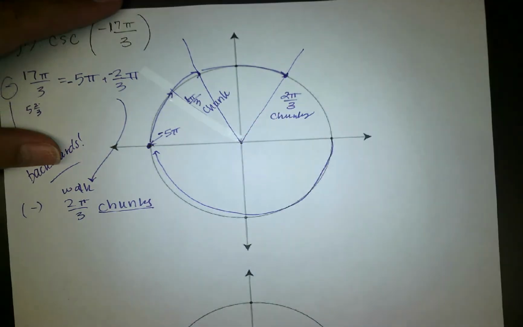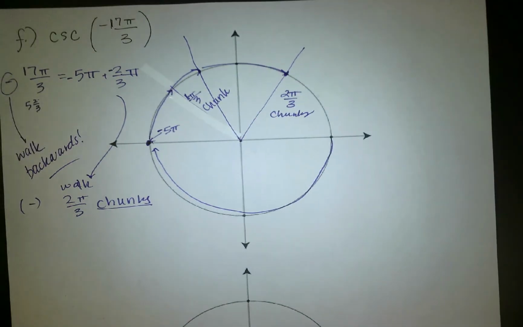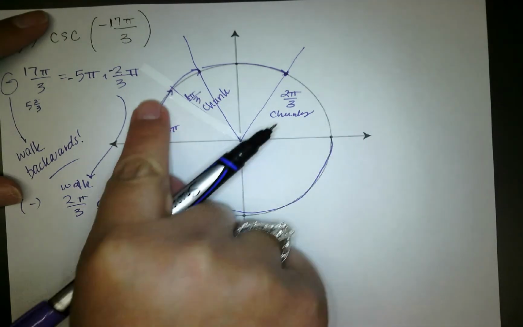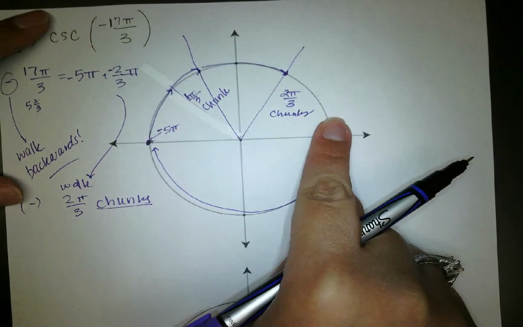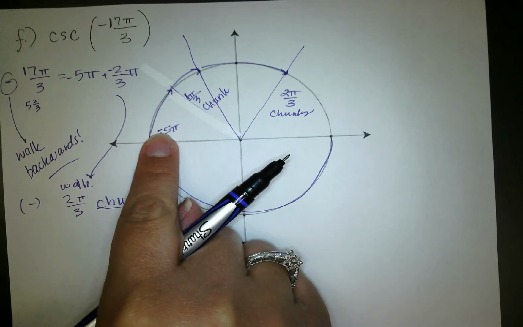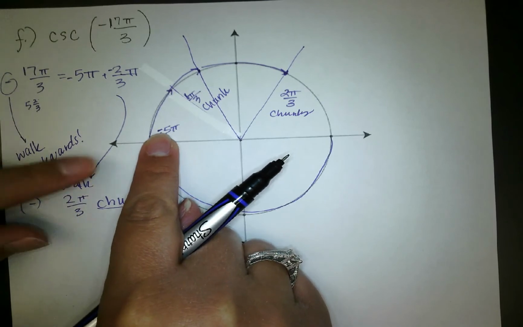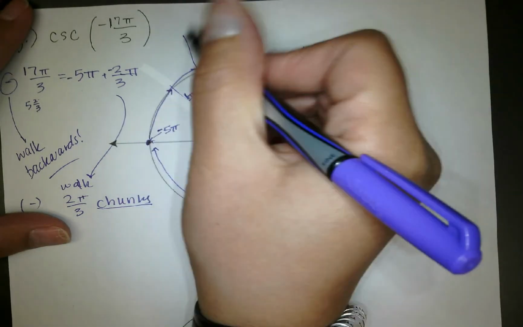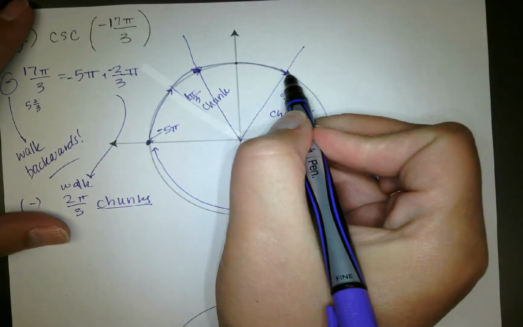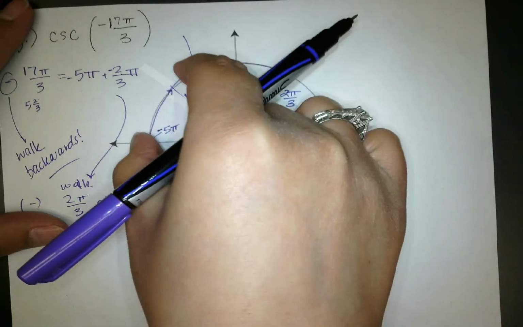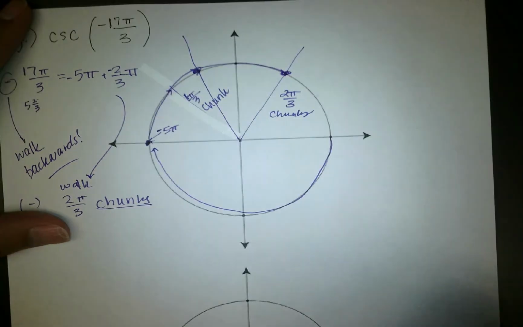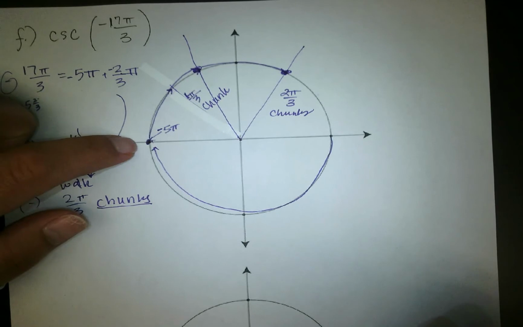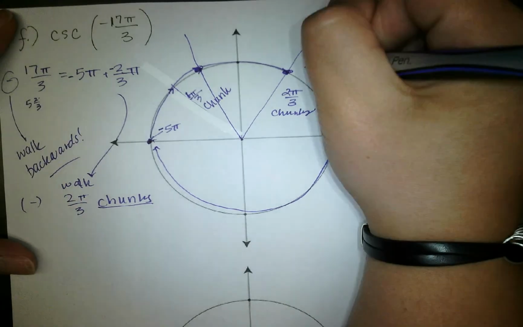Okay, so let me do it again. 1, 2, 3, 4, negative 5 pi miles. I still need to go another 2 pi over 3 miles. There's 1 pi over 3 right here. 2 pi over 3 chunks. That's 1/3, 2/3. That's what I wanted to do from this spot. Okay? So this is negative 17 pi over 3.